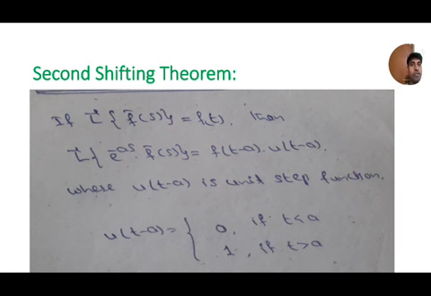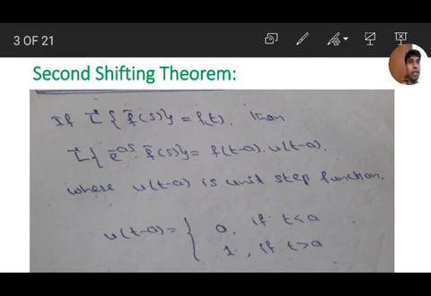This is the second shifting theorem and the unit step function. The second shifting theorem is mainly used to find the inverse Laplace transform of functions of the form e to the power of minus as into f bar s. Let us look into the problem.